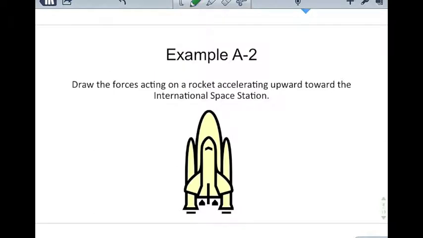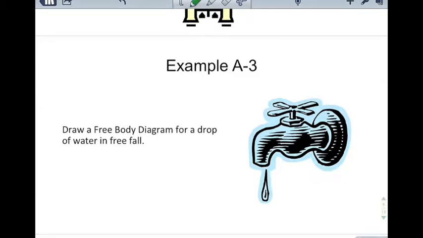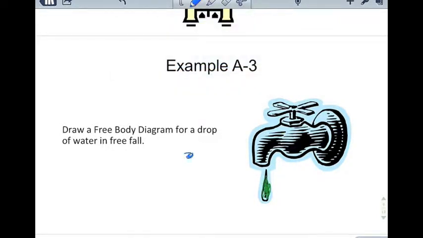Let's draw the forces acting on a rocket accelerating upward towards the International Space Station. What I want you to think about while you do this is, what is the upward force? Be careful when you label it, because what is it that's actually moving the rocket upward towards the space station? You should be able to draw a free body diagram for a drop of water in free fall, and you should be able to do that without any help. The actual correct answer in this case would be this.